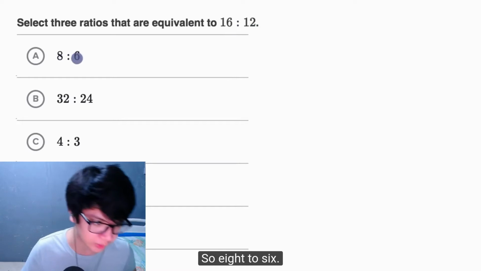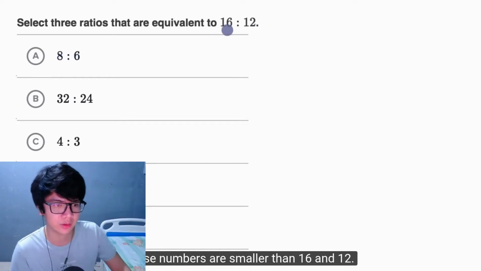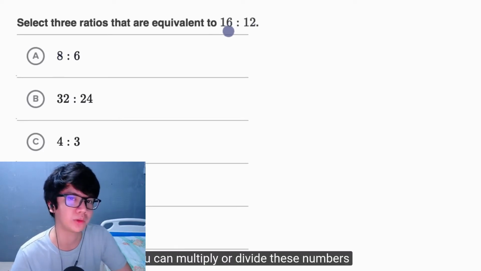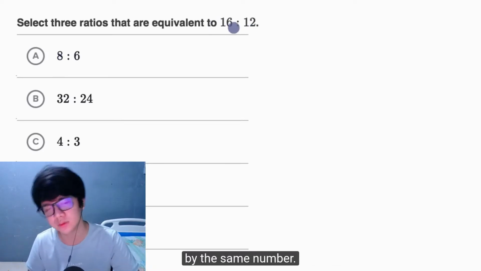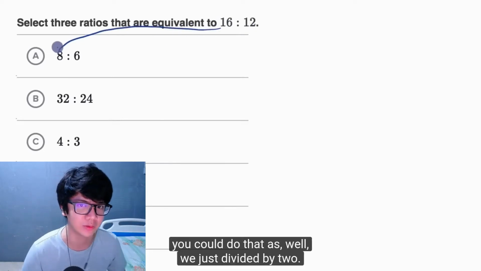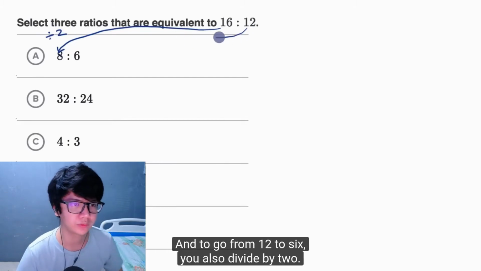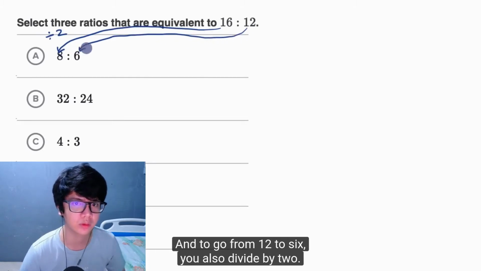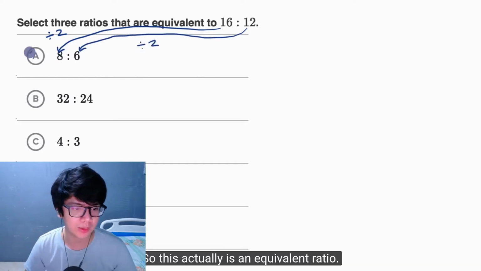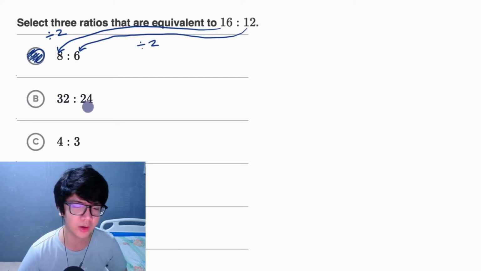So 8 to 6. So at first you might say, well, gee, these numbers are smaller than 16 and 12. But remember, to get an equivalent ratio, you can multiply or divide these numbers by the same number. So to get from 16 to 8, you could view that as, well, we just divided by 2. And to go from 12 to 6, you also divide by 2. So this actually is an equivalent ratio. I'll circle that in.